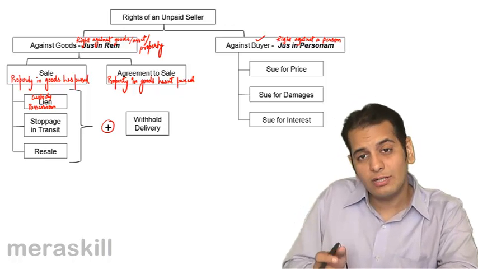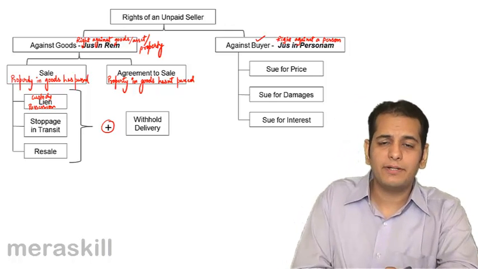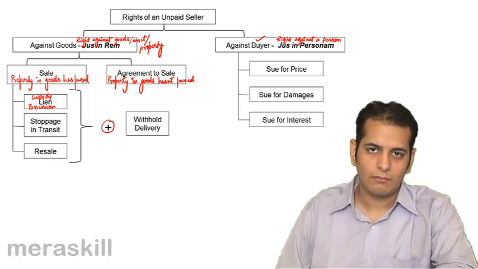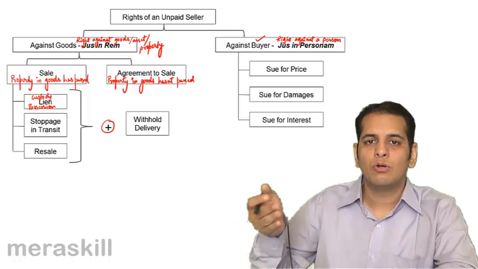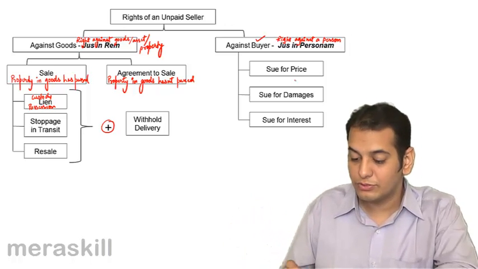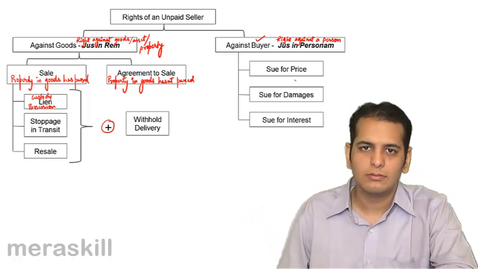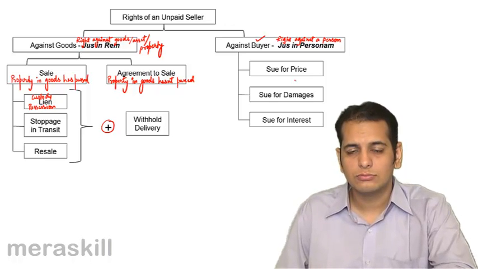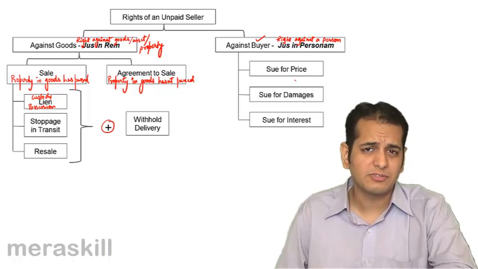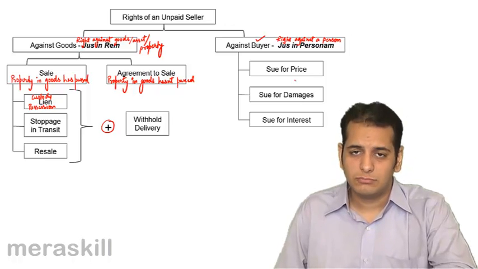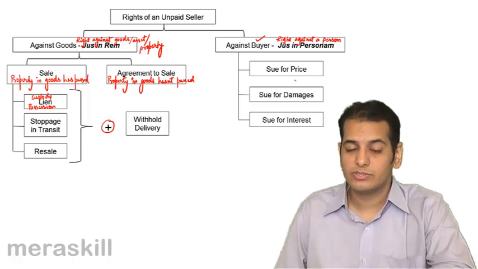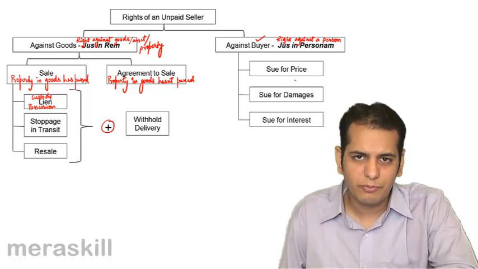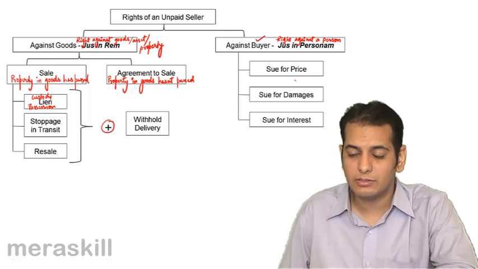Now let's see what are the rights that the unpaid seller has over the buyer. Against the buyer, what are the rights that he has? First is sue for price. Pretty logical. He has already sold the goods. The buyer has not paid the price. So the seller becomes the unpaid seller and he'll sue him for price. He'll ask him to pay the price.